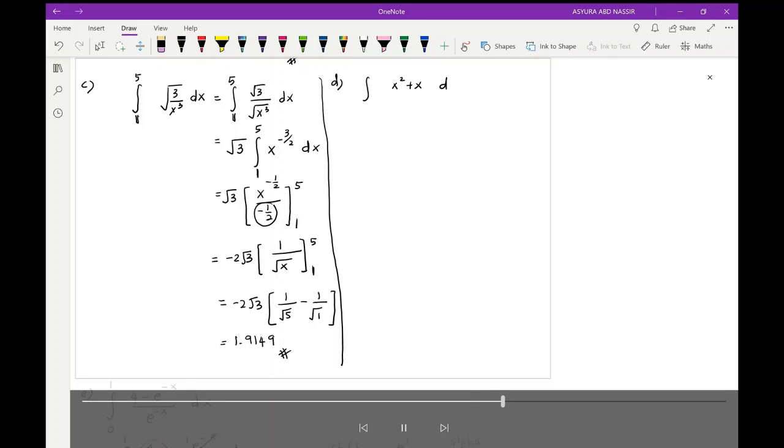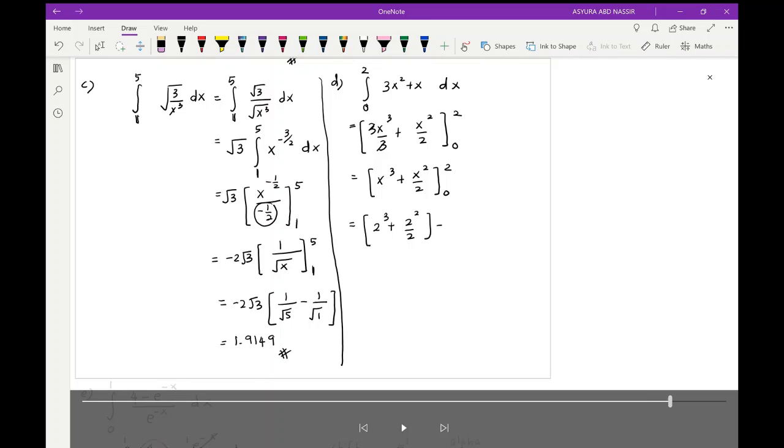Example D, we have here the integration of 3x squared plus x dx from 0 to 2. Firstly, you just integrate as usual, so it will be 3x cubed over 3 plus x squared over 2, and the limit is from 0 to 2. Then you will simplify and you will get x cubed plus x squared over 2. Then just substitute F(b) minus F(a). Firstly you will substitute x as 2, so you will get 2 cubed plus 2 squared over 2, minus 0. For the 0 value, you can write the working, or you can just leave it as 0. Then continue, calculate, and you will get the answer is 10.